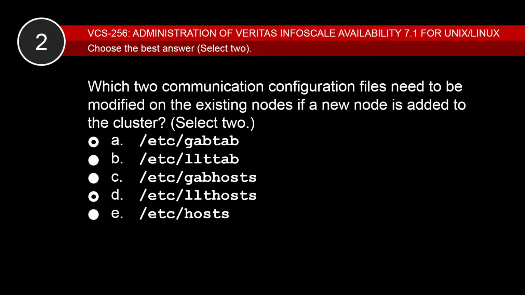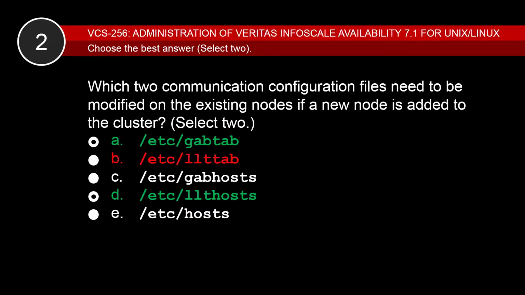In this example, A and D are correct. A is correct because the gab tab file contains the total number of nodes required to be communicating before the cluster can be automatically seeded. If a new node is added, the number has to be incremented on all gab tab files on existing nodes. D is also correct because the LLT hosts file lists the mapping of node IDs to node names for all nodes in the cluster. If a new node is added to the cluster, its node ID and name have to be added to this file on all existing nodes in the cluster.